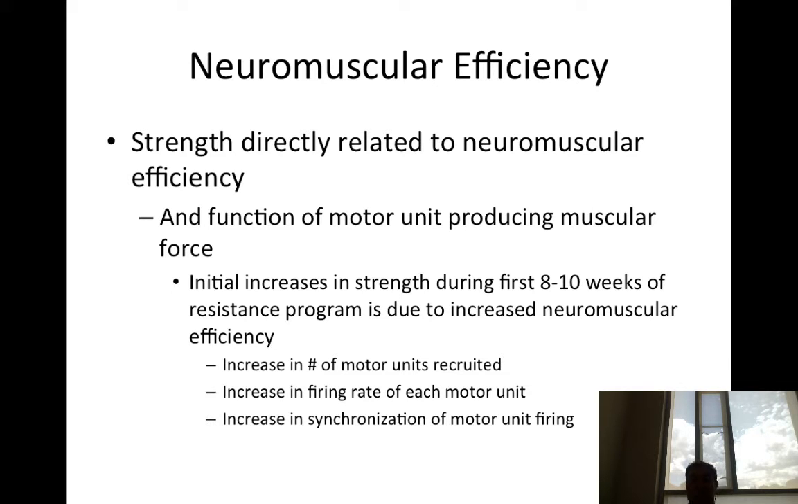Initial increases in strength during the first 8 to 10 weeks of a resistance program are usually due to increased neuromuscular efficiency. Your body increases the number of motor units being recruited, increases the firing rate of each motor unit, and increases the synchronization of the motor unit firing. Because those three things are happening, bam, bam, bam, your body becomes more efficient. And this is with resistance training, like a strength training program. Within the first 2 to 2.5 months, you usually see changes.